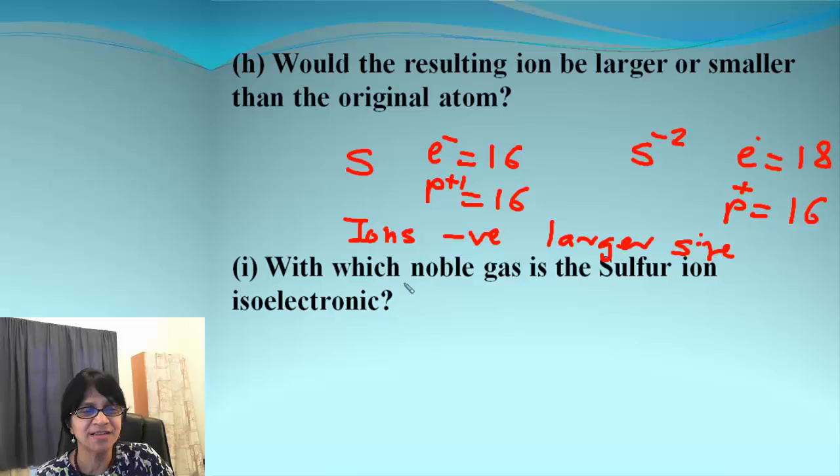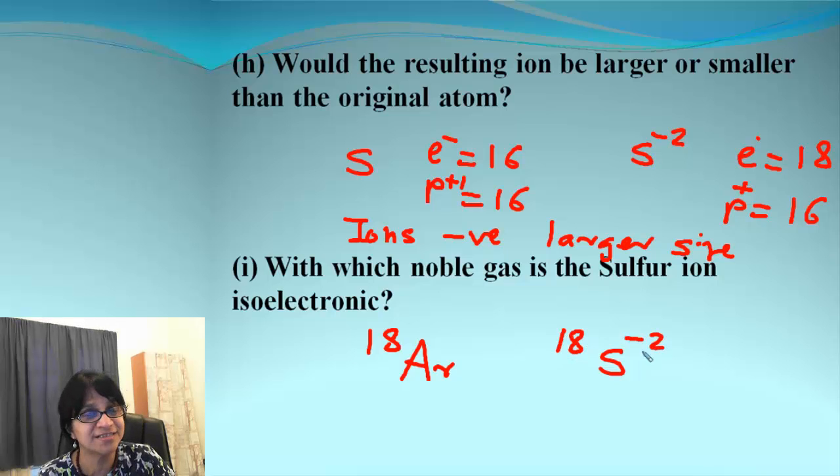This was the question which we already covered. Which noble gas is the sulfur ion isoelectronic with? That is argon. Argon has 18 electrons, and sulfur also has 18 electrons when it is a sulfur ion.